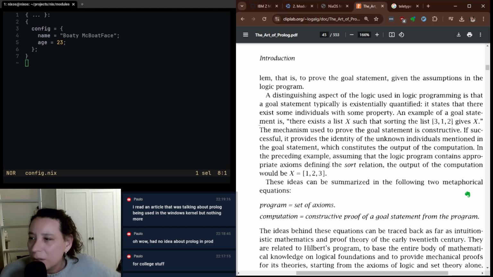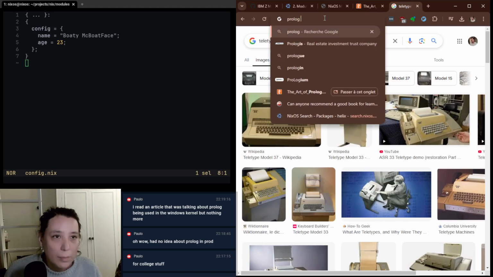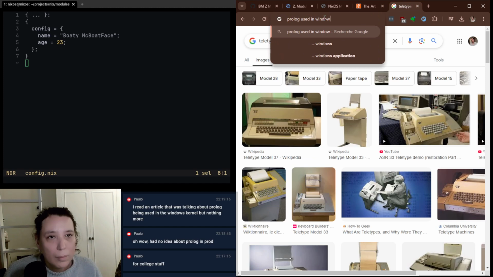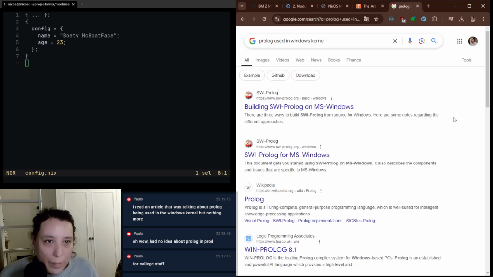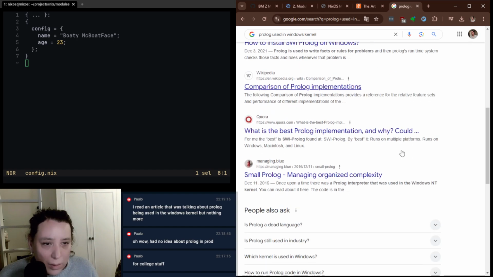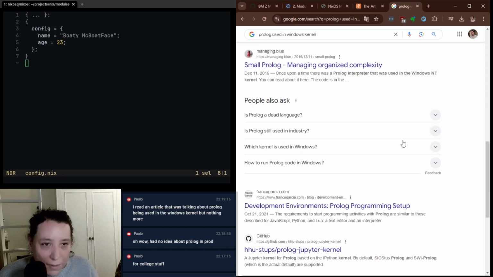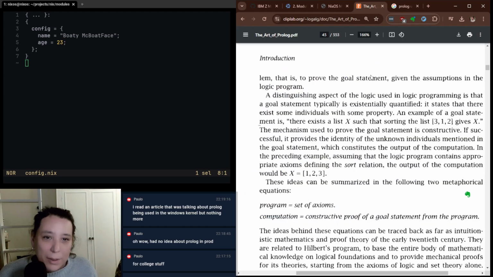I read an article that was talking about Prolog being used in the Windows kernel, but nothing more. Is this true? Kernel, whoops. So I can't find it. Whoops. But I'm not great at search.